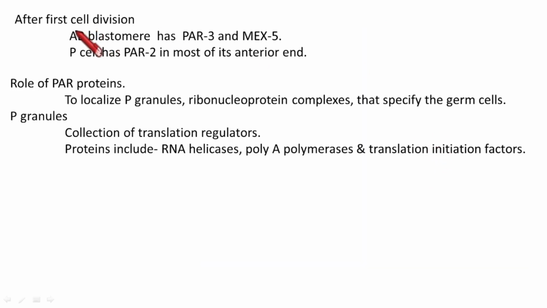Okay. And after the first cell division, that happens after fertilization and the formation of the zygote, the first formed founder cell is the AB blastomere. We know that this blastomere is formed in the anterior end, so it will have PAR-3 and MEX-5 protein. And the P1 stem cell is formed from the posterior end, and as it is formed from the posterior end, it will have PAR-2 protein in most of its end. That will be the result.